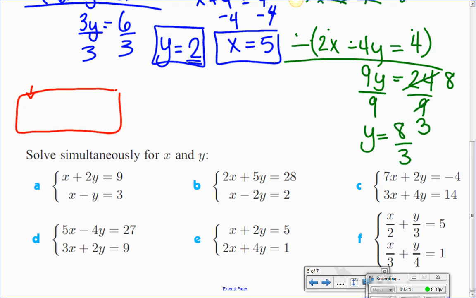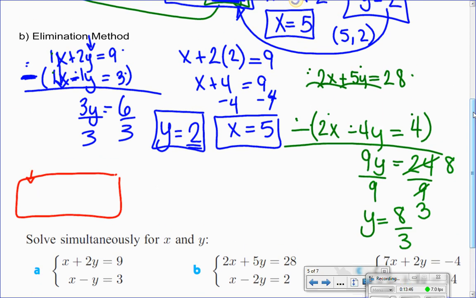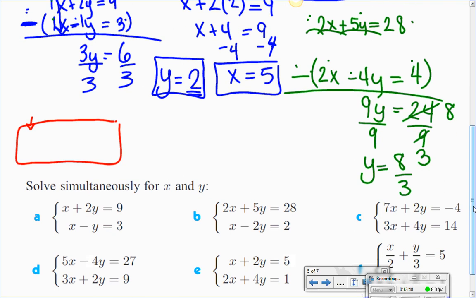And then to get x, we simply plug y back into either one of our equations. This was the second equation that we originally started with. It's nice to use that one because it's already got 1x, right? We don't have to divide like we would in the first one. In the first one, to solve for x, we'd have to divide by 2. This one's already 1x, so it works out really nicely. So x minus 2y equals 2. Instead of y, we're going to substitute 8 over 3.